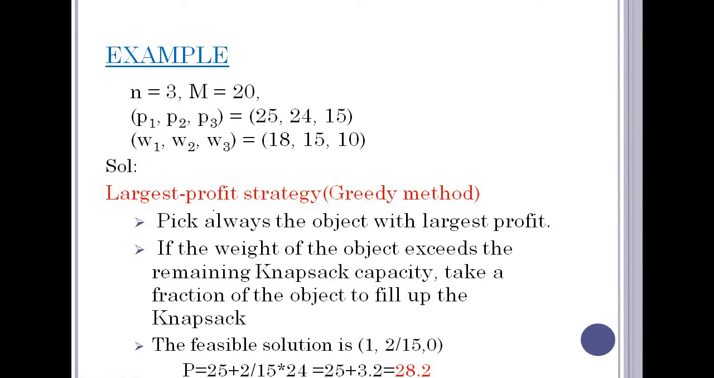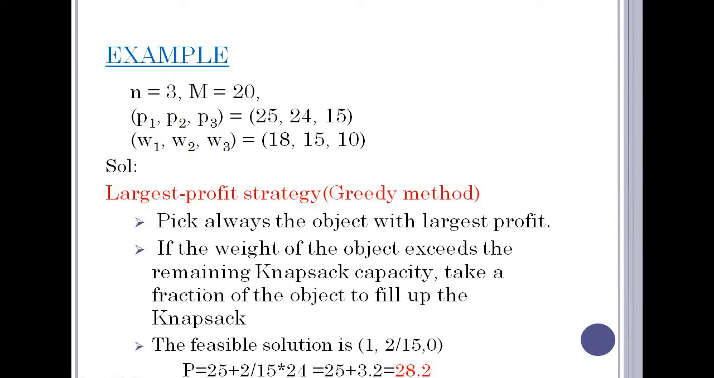In this strategy, we will always pick up the object with the largest profit. So we will arrange the atoms in descending order of the profit. Here 25 is the largest profit, so we will take the first atom and put it into the knapsack. The weight of the first atom is 18 kg and our capacity is 20, so we can add the whole first atom to the knapsack.